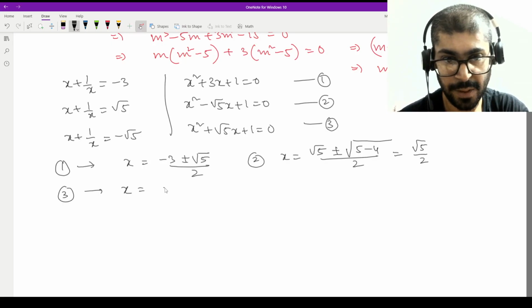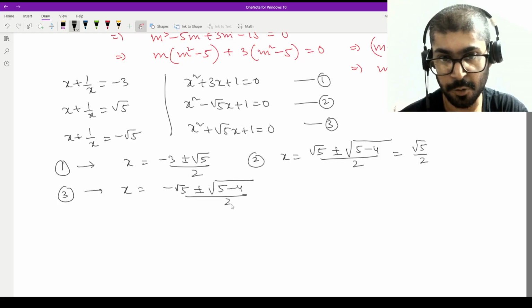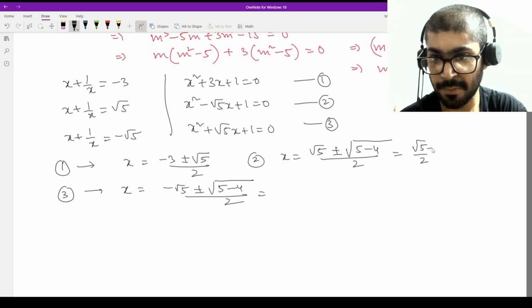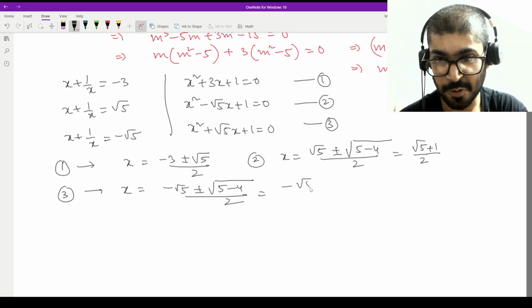And number 3, we have x equal to minus root 5 plus minus root over of b square. B square will be 5 again, minus 4ac, that will be 4, by 2. I'm sorry, this is not equal roots, right? This is 1 here. So minus root 5 plus minus 1 by 2.